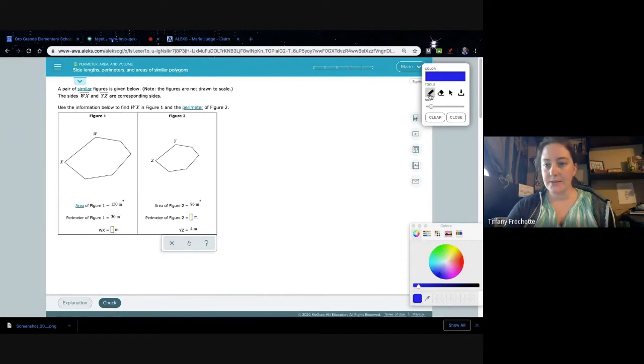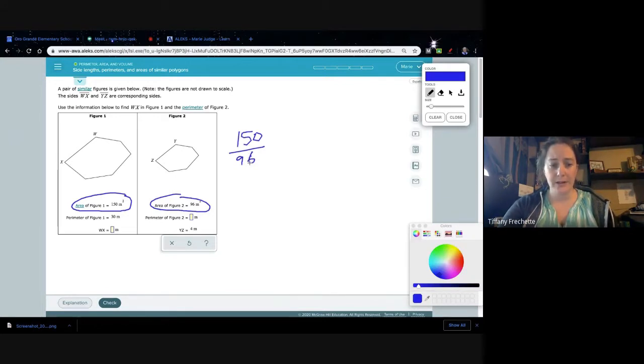All right, so we'll do this one. So they're giving us area to area this time to start with. So we need to find our ratio. So we're going to have 150 to 96. And we need to reduce this.